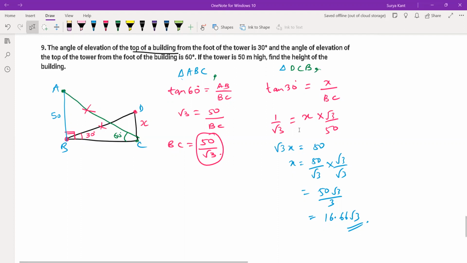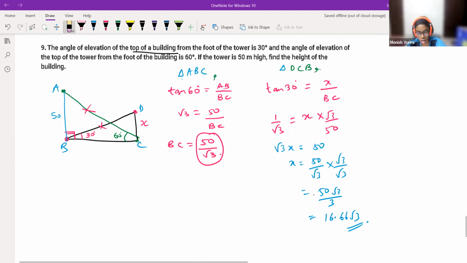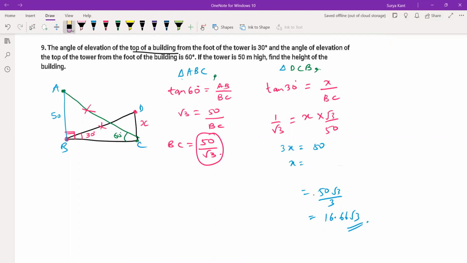Tan 60 is root 3, 50 by root 3. BC is 50 by root 3. Okay, 1 by root 3 times this, AB is coming 50 by 3. Oh, root 3 times root 3 is 3 over here. No, I have made a mistake. Yes, sir. Root 3 and root 3 become only 3. The direct answer is coming, 50 by 3. So your answer is 3x is equal to 50. So x is equal to 50 by 3 meters.